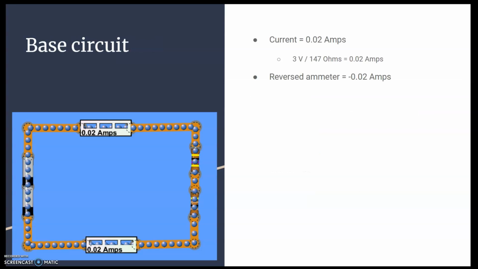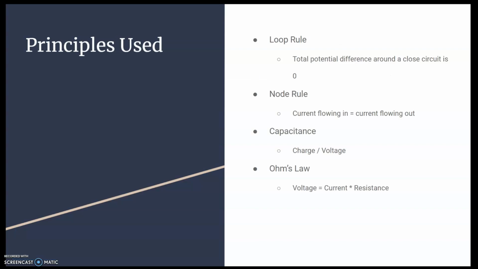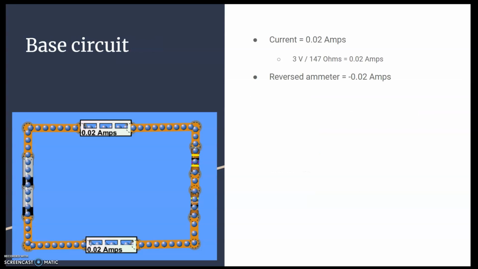Starting with the base circuit, we have two 1.5 volt batteries, two ammeters, and two resistors. One that's 47 ohms, the top one, and one that's 100 ohms, the bottom one. As you can see, the ammeters say the current is 0.02 amps, which can be calculated by rearranging Ohm's law, where current equals voltage over resistance, so 3 volts over 147 total ohms is 0.02 amps. If we reverse the ammeters, we get negative 0.02 amps.